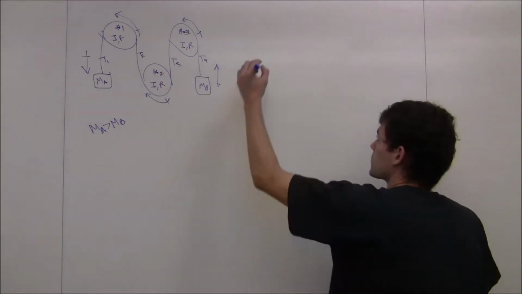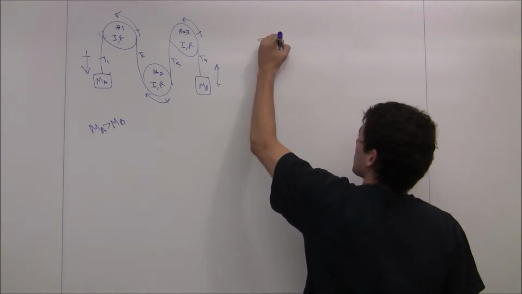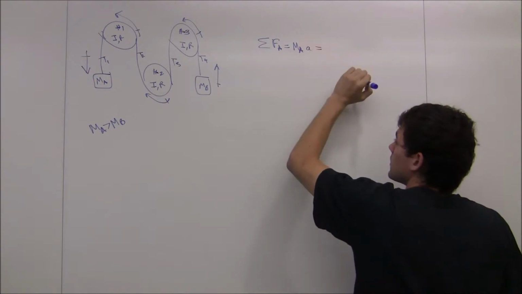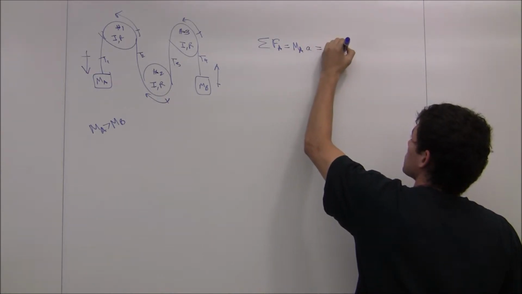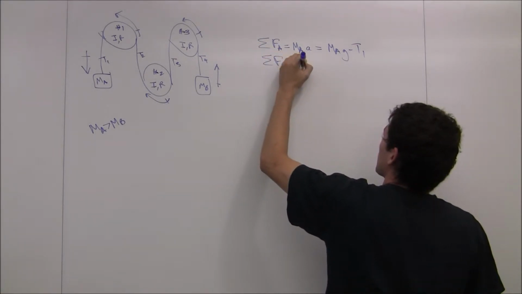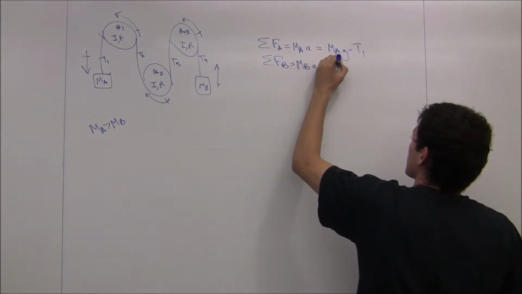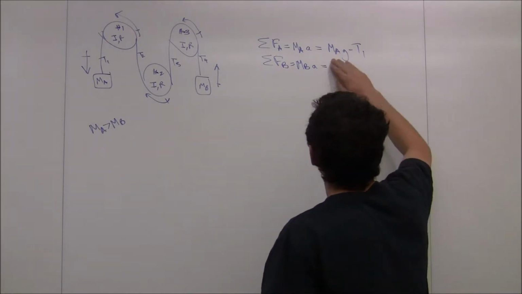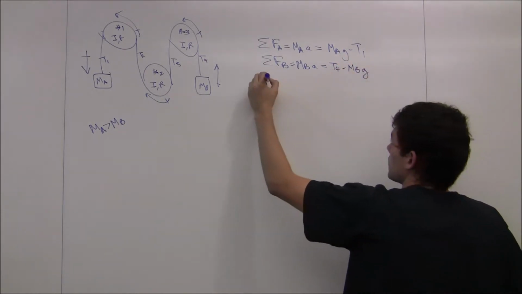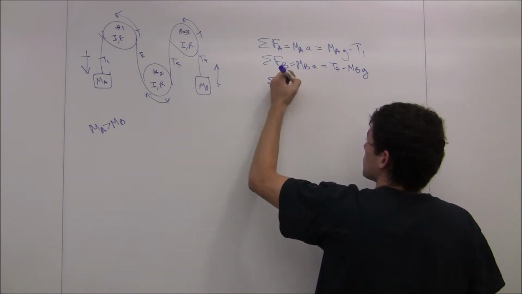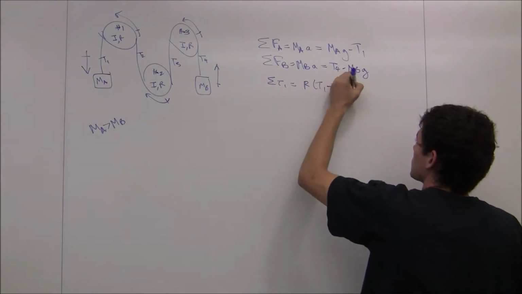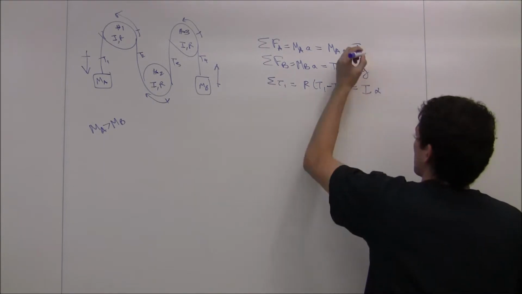So now I'm going to start doing the sum of the forces. So the sum of the forces on block A is going to be mA times the acceleration a is equal to mA g minus T1. Sum of the forces on block B is going to be mB times a is equal to T4 minus mB g. So the torques on pulley 1 is going to be just r times T1 minus T2 is equal to I alpha.